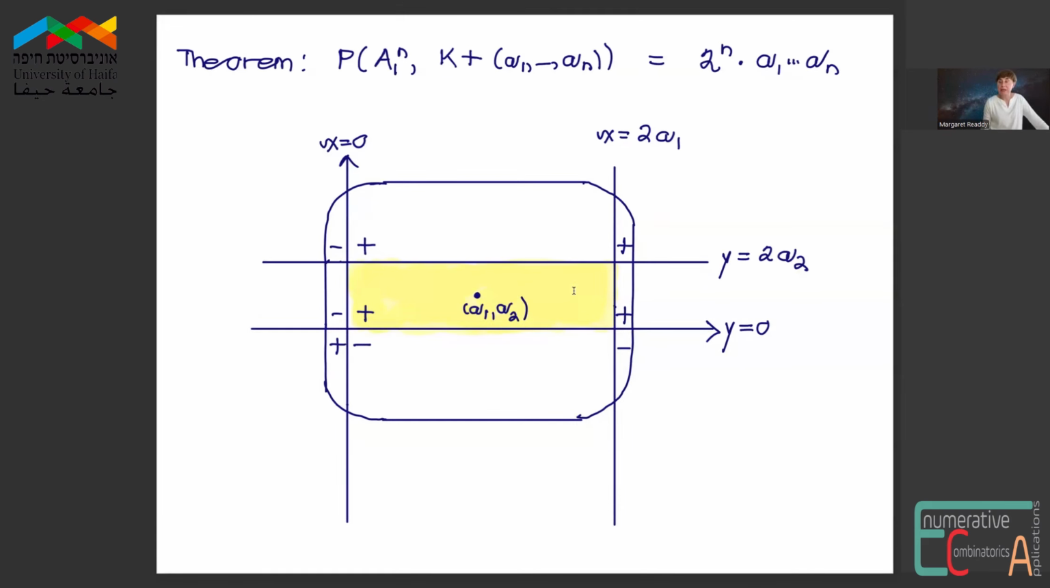The area of that region is 2a1 times 2a2. And the general result is, in this case, that the pizza quantity is actually 2 to the n times the product of the coordinates of the point A. So again, it's non-zero.